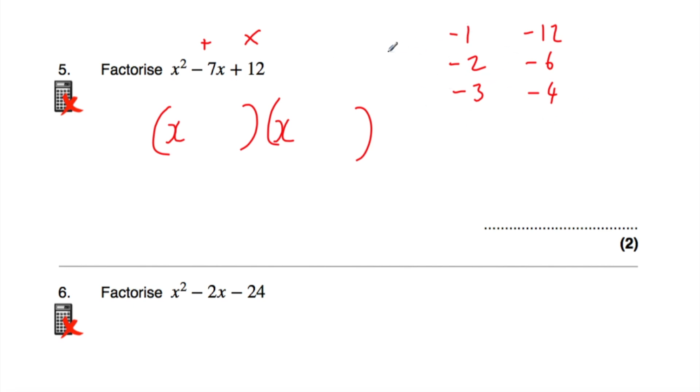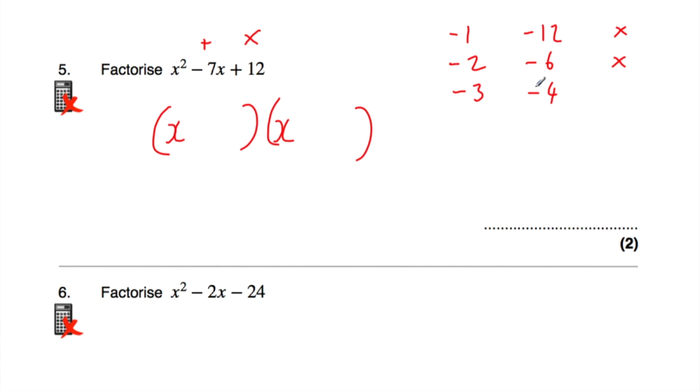So let's check and see which one would give us negative 7 whenever we add them together. Negative 1 times negative 12 is 12, fantastic. But negative 1 plus negative 12 would be negative 13, so it's not that option. Next, negative 2 times negative 6 would be 12 as well. But negative 2 plus negative 6, well, that would be negative 8, so it's not negative 7. And finally, hopefully this will be our correct option. Negative 3 times negative 4, well, that would be 12.